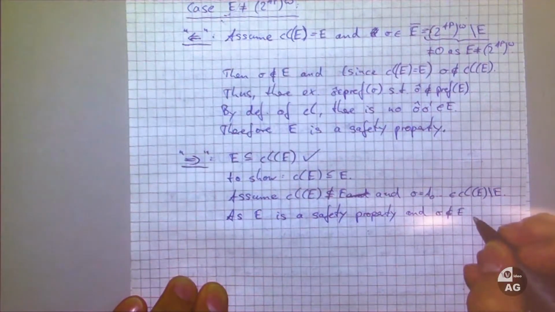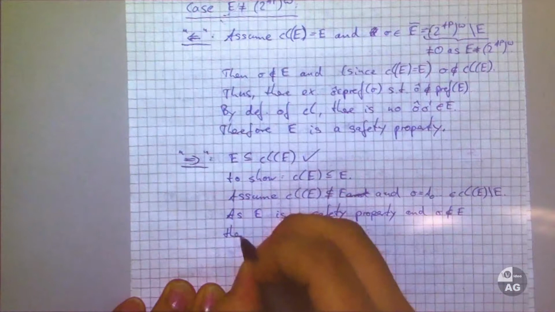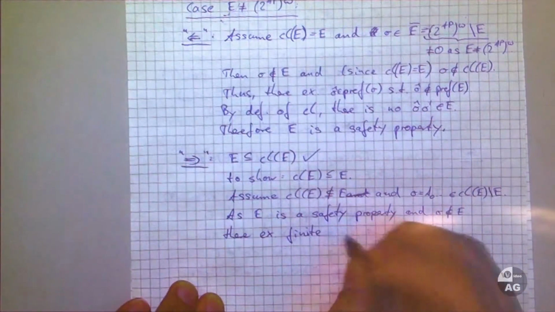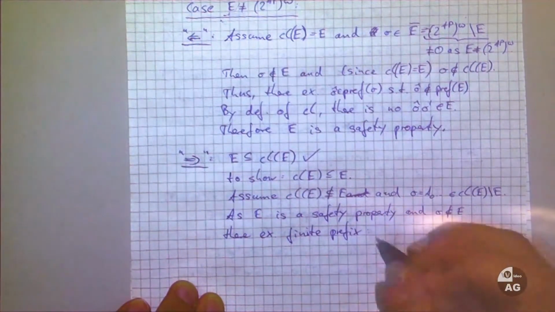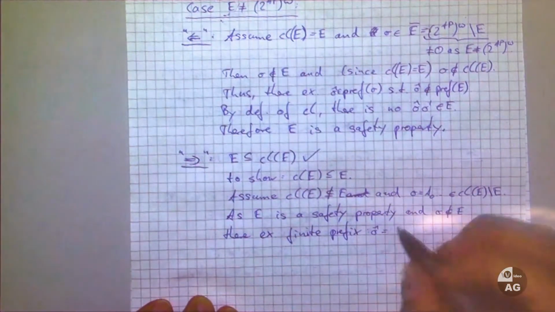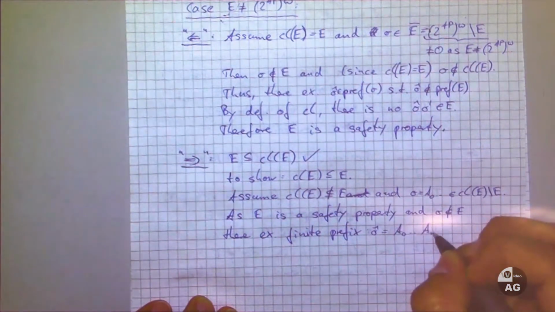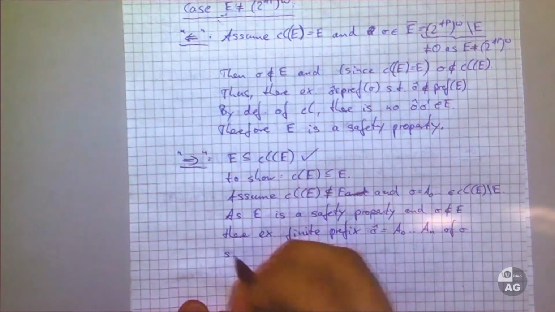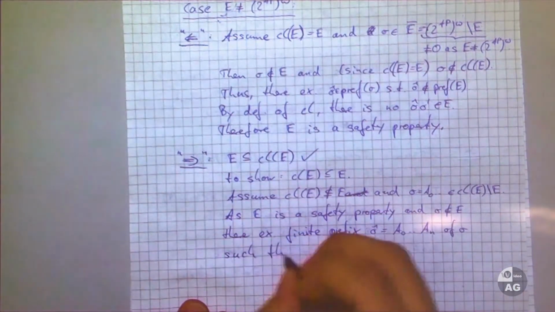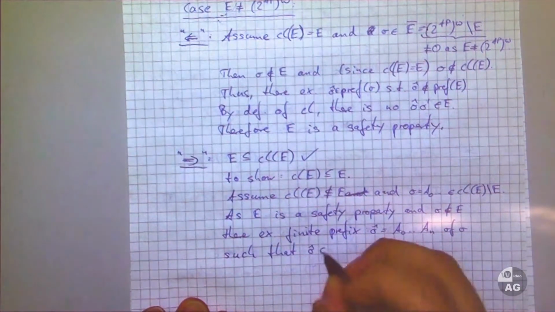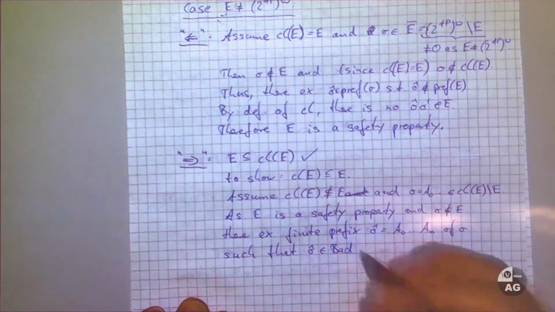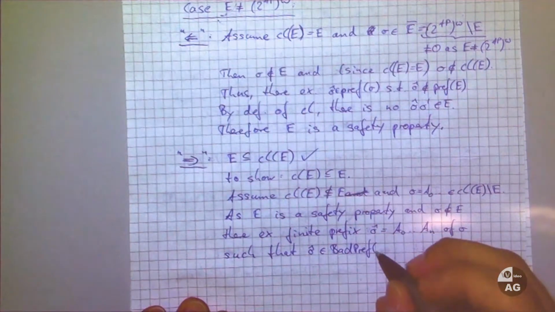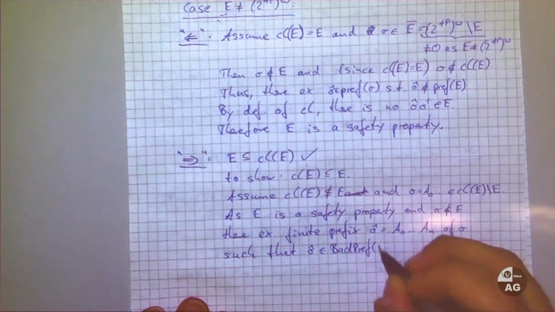So let's write that down. Then there exists a finite prefix sigma head, A0 up until some point An of sigma, such that sigma head is a bad prefix. That's saying nothing else than you cannot continue it in any way to get it back into the property.